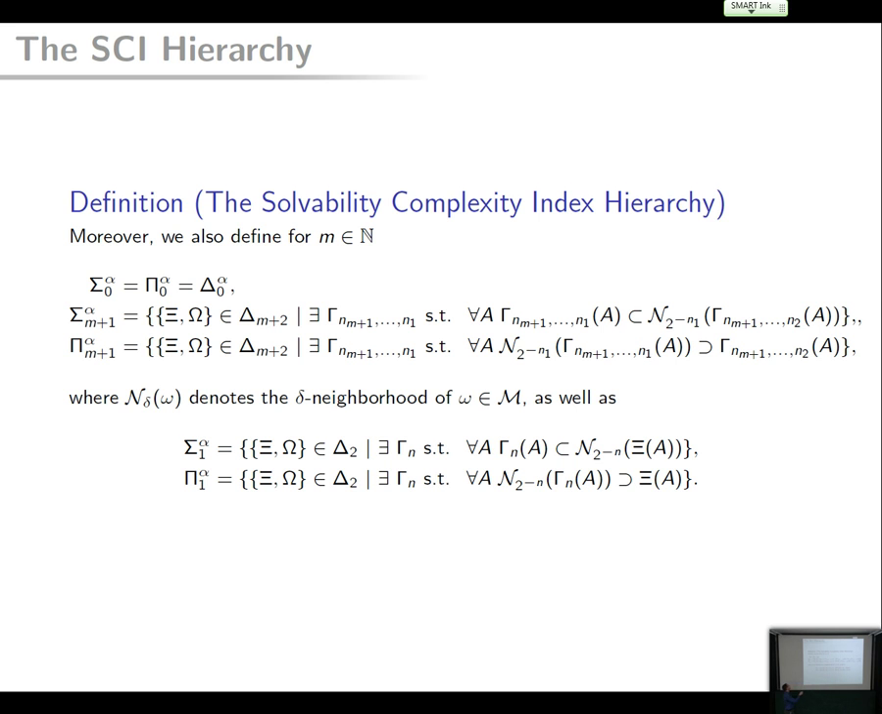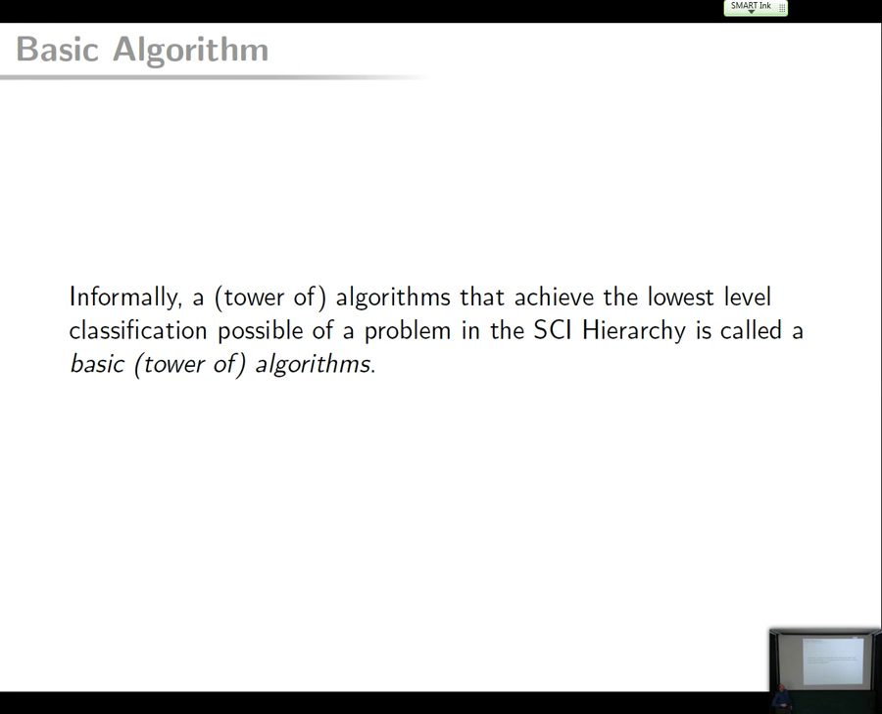And this can also be made more general into higher order classes, these sigma n's, m plus 1, and pi. I'm just going to mention, before I go into the actual problems, what I mean by a basic algorithm.